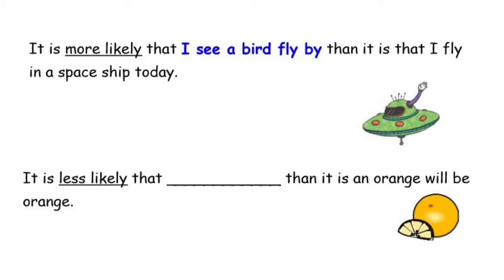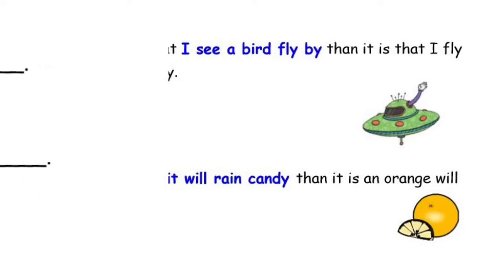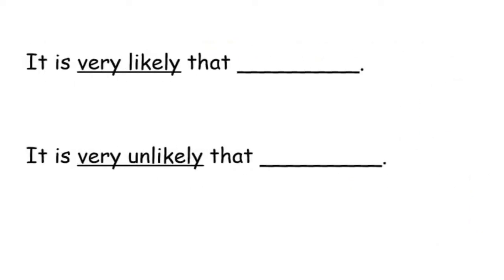The sentence below says it is less likely that blank than it is that an orange will be orange. So orange will be orange is pretty likely. So something less likely than that is something that shouldn't happen very often, such as that it will rain candy. Can you think of something for these sentences?